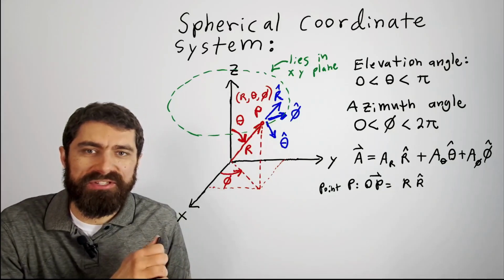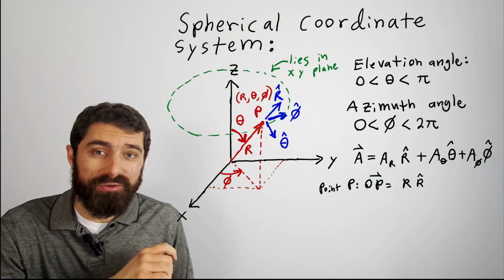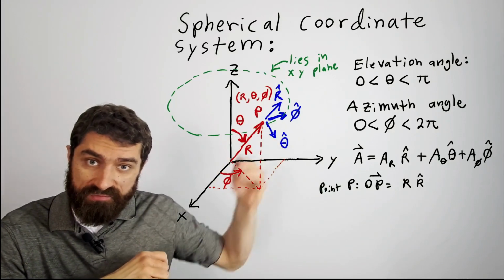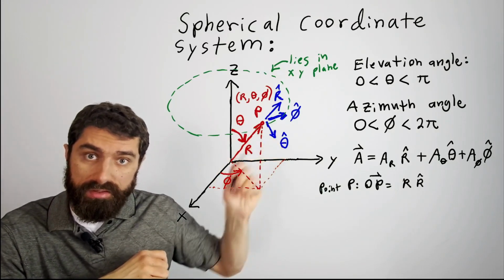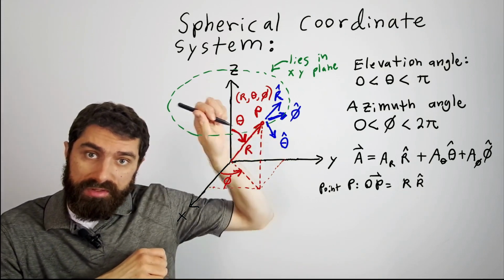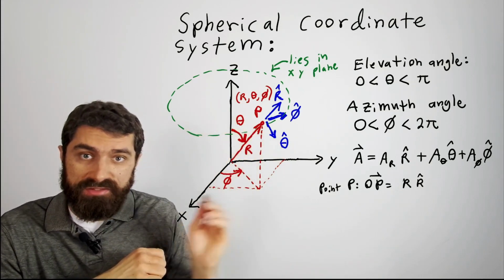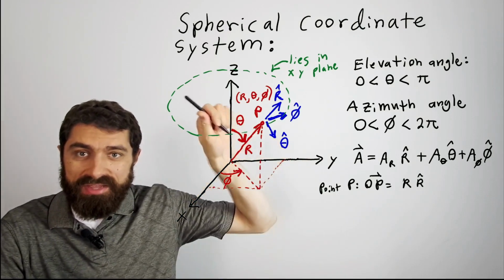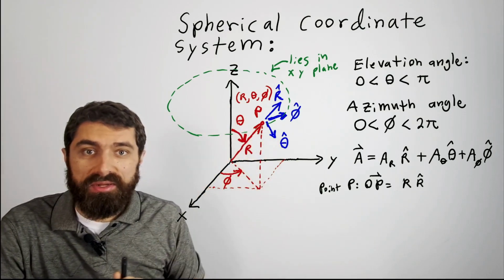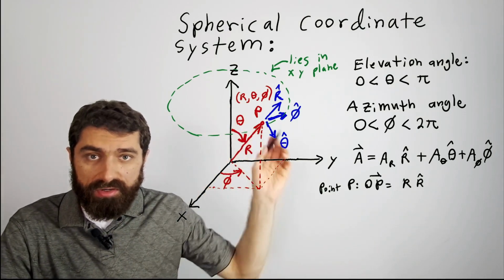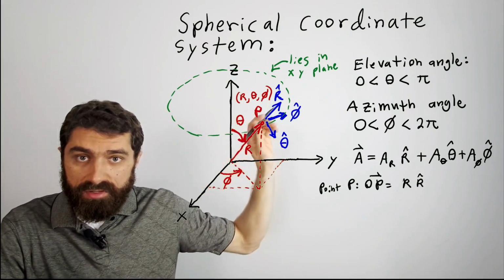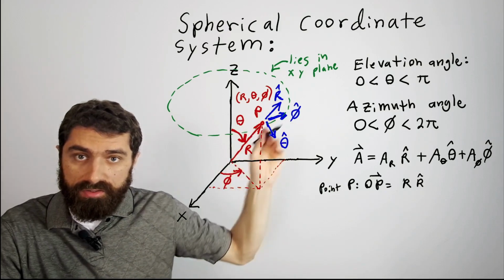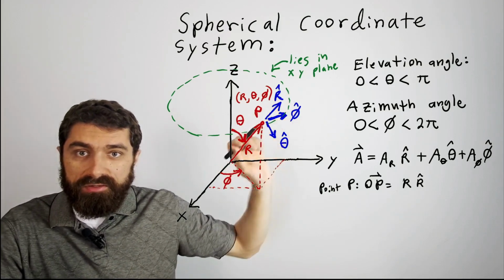All right, let's talk about the spherical coordinate system. In the spherical coordinate system, we designate a point in space by specifying a distance from the origin, or r, an elevation angle theta, and an azimuth angle phi. So phi can be from 0 to 2 pi, and theta can be from 0 to pi. And these are our unit vectors here. So we have a unit vector r hat along this r arrow right here, going radially outward.